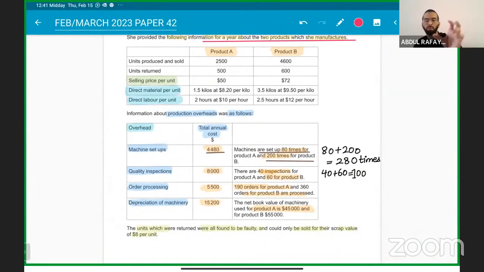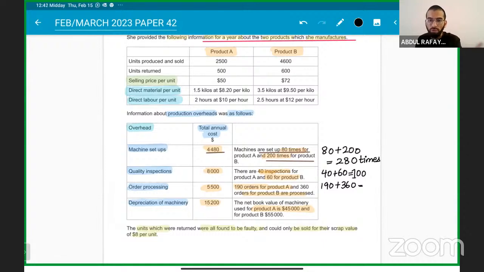Next is order processing cost. We clearly understand that there are some order processing costs as well when an order is placed for product A and an order is placed for product B. So we have to check how many orders are being taken. It's written here that 190 orders are for product A and 360 orders are for product B. So we can clearly see that it's almost double.